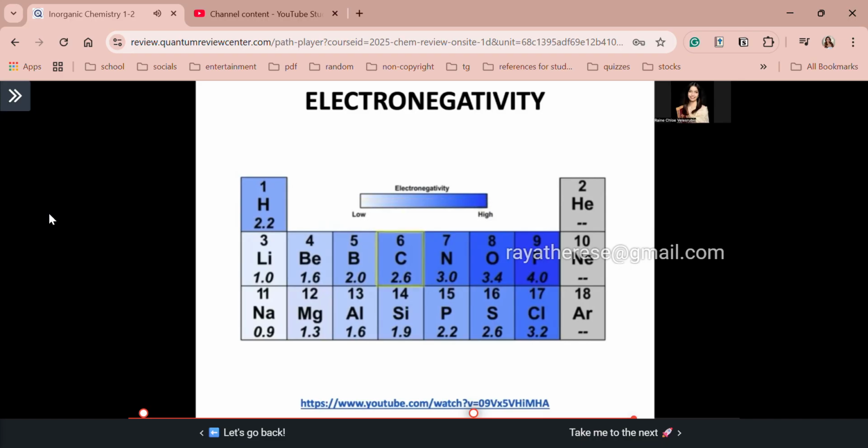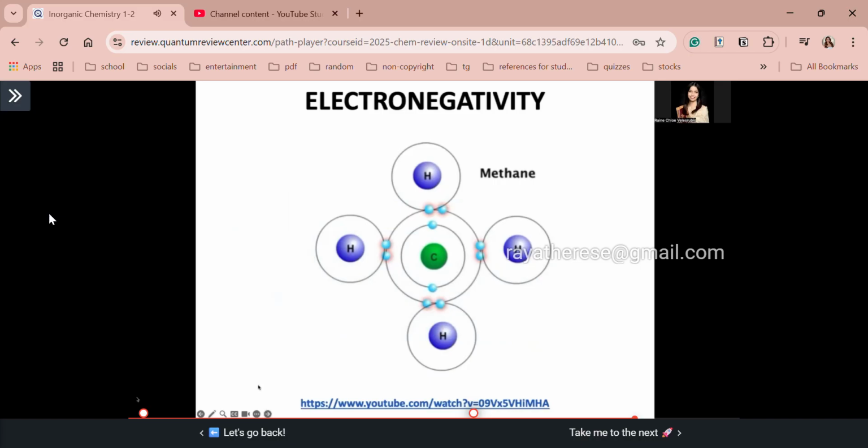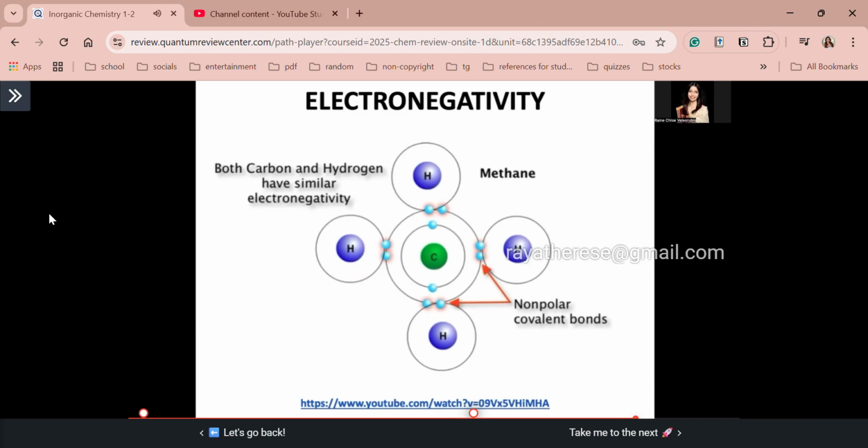Look closely at the symbols for carbon and hydrogen. Notice that they have similar shading and close electronegativity values. This means that when carbon and hydrogen are bonded together, as shown in this methane molecule, both atoms have a similar ability to attract electrons. Neither element pulls more than the other. This type of covalent bond is called a non-polar bond, since the electrons are more or less equally shared between the two atoms.